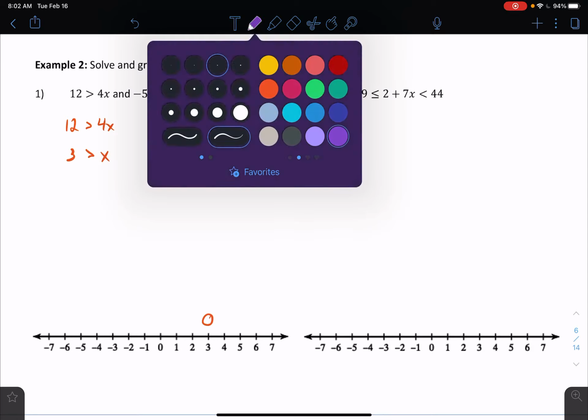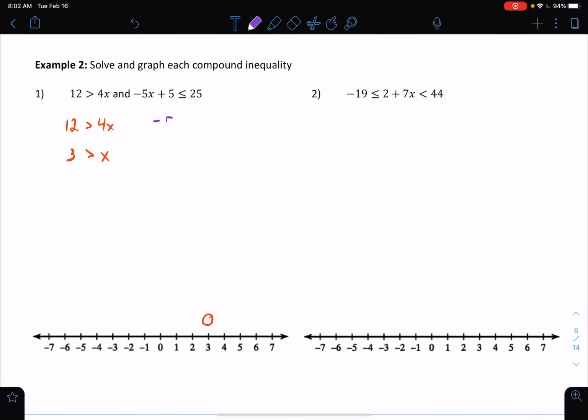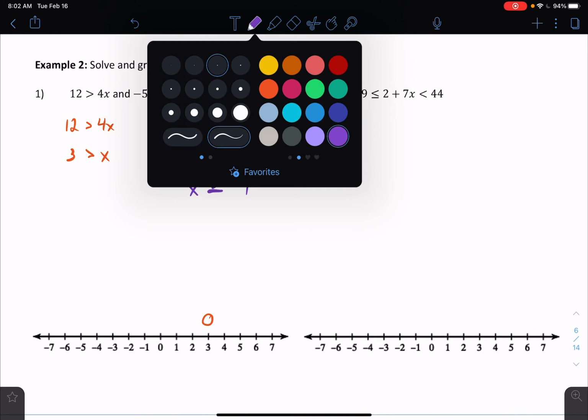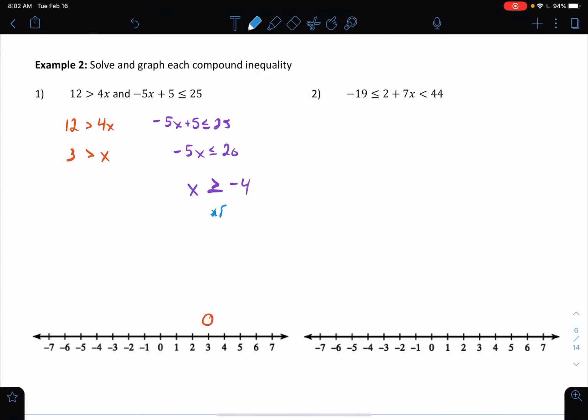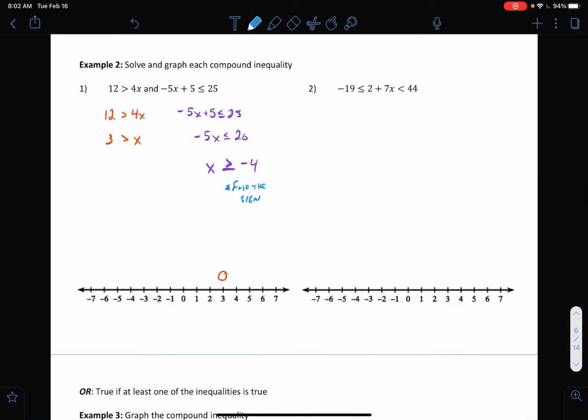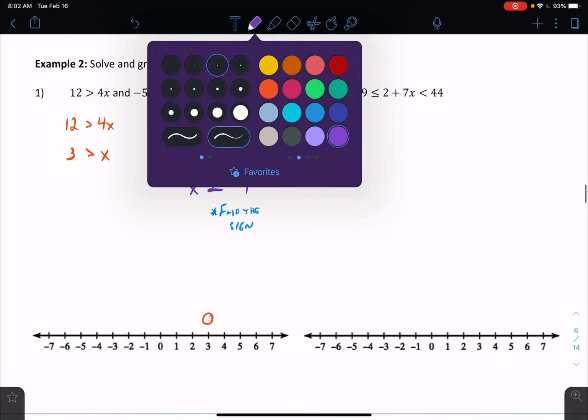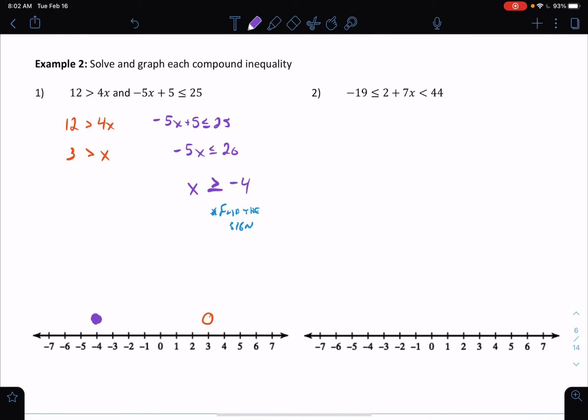And then we get negative 5x plus 5 is less than or equal to 25. I'm going to subtract 5 from both sides, so we get negative 5x less than or equal to 20. Divide by negative 5, so I get x is greater than or equal to negative 4. We need to remember to flip the sign because we divided by negative 5. So x is greater than or equal to negative 4, and I can put a closed circle at negative 4.